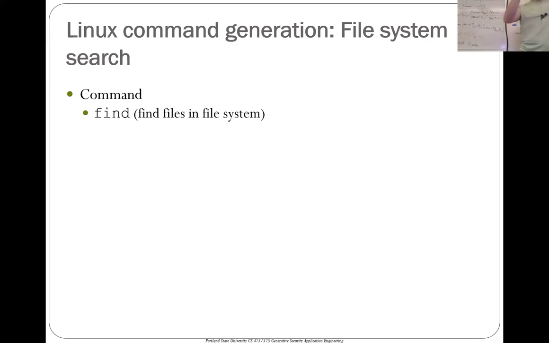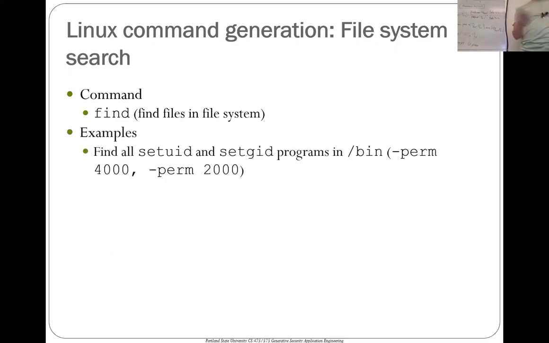So this recursively navigates the file system from the path that you're specifying to look for files of particular matching types. So here's one: find all setuid and setgid programs in /bin. These are the privilege escalation ones that adversaries would target.